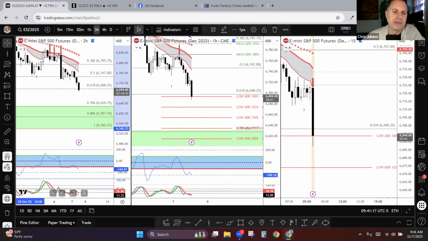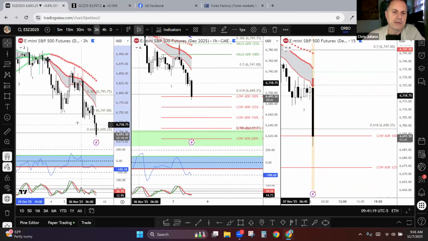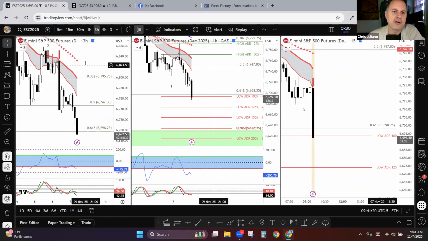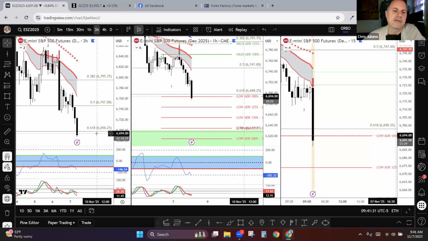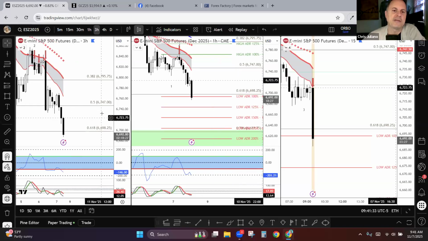Go out to the 3 hour. Now let's just read everything. Okay. 3 hour chart, downtrend, strong downtrend, right? Negative 146 on CCI, cycling down, plowing into the 618 retracement level on the daily chart, right? So 3 hour, the context of this 3 hour chart, very strong to the downside.